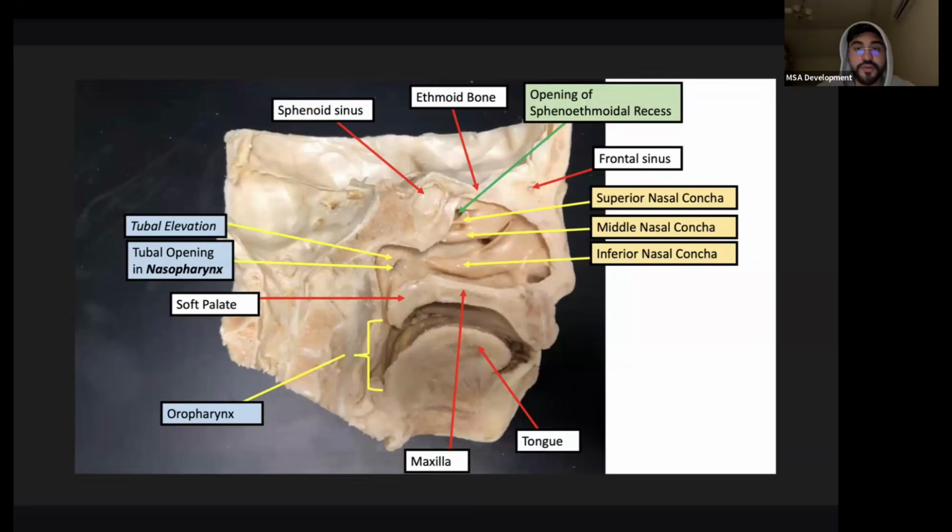And this is another picture that you can also go through. But something that I'd like to highlight here is the opening of your sphenoethmoidal recess, which is right above the superior concha. Okay, so if you can see the concha right here, all three conchas, and above it is the sphenoethmoidal recess. And if you can also notice the tubule opening into the nasopharynx right here. This is the opening from the nose into the nasopharynx.